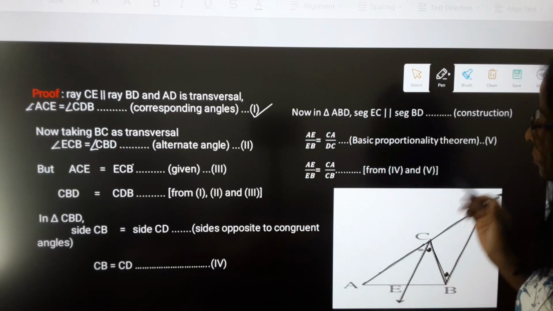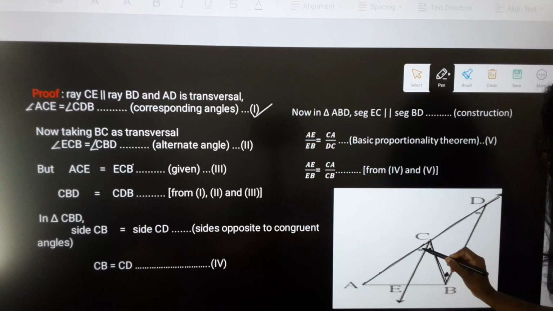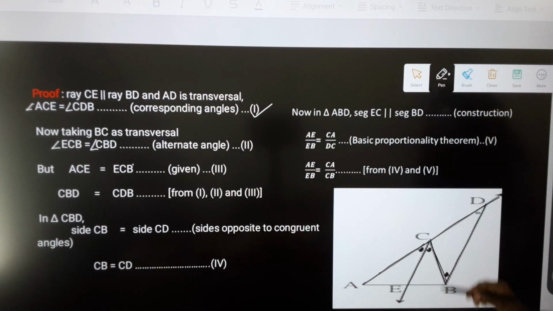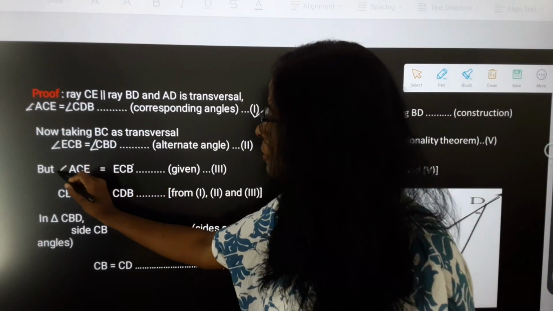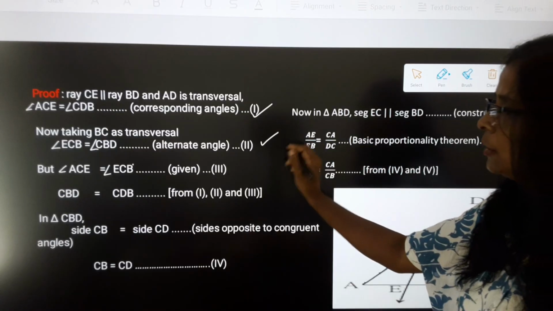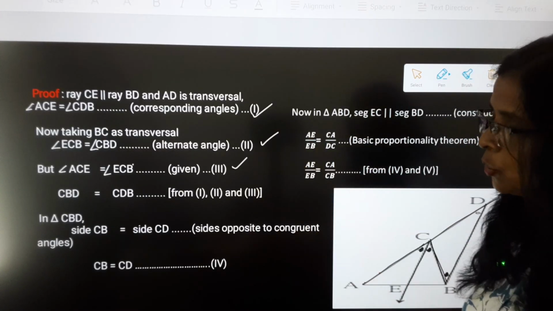And here we know that CE is the angle bisector, so these two angles are congruent. That is, angle ACE is congruent to angle BCE, students. Okay, so call it the third equation: angle ACE is equal to angle ECB. Now we have the three equations. So from equations 1, 2, 3, students.